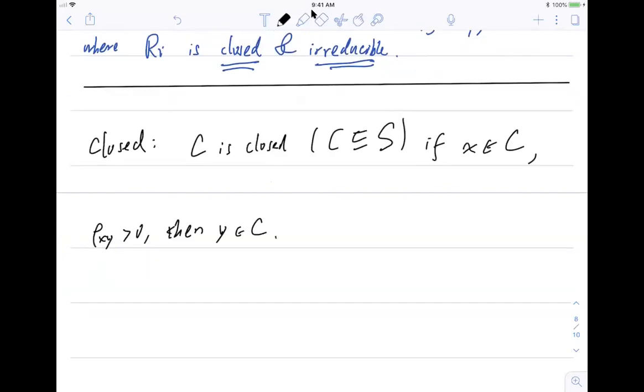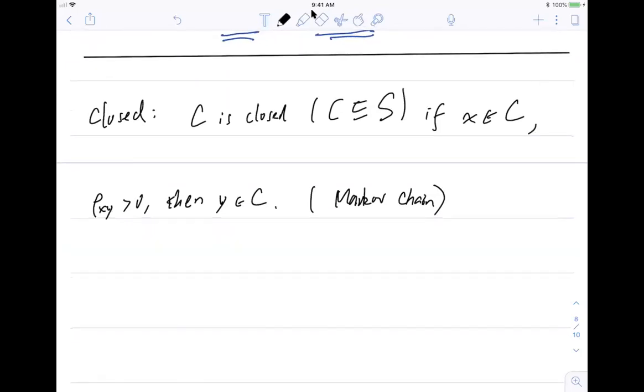This is a notion of a Markov chain, so of course it is related to the structure of the Markov chain. The meaning is very simple. We have a state x and a state y. If x is in C and y is reachable from x, meaning this is positive, then y is also in C.